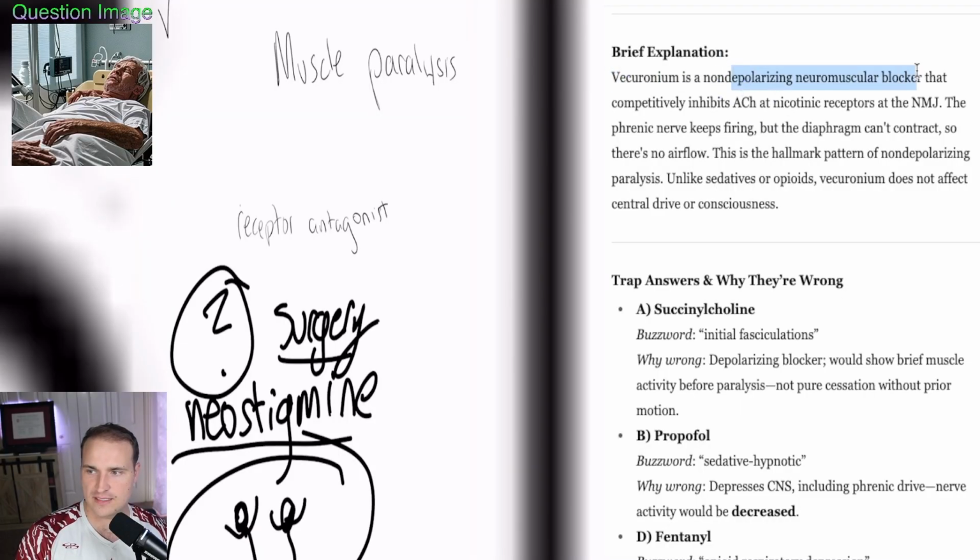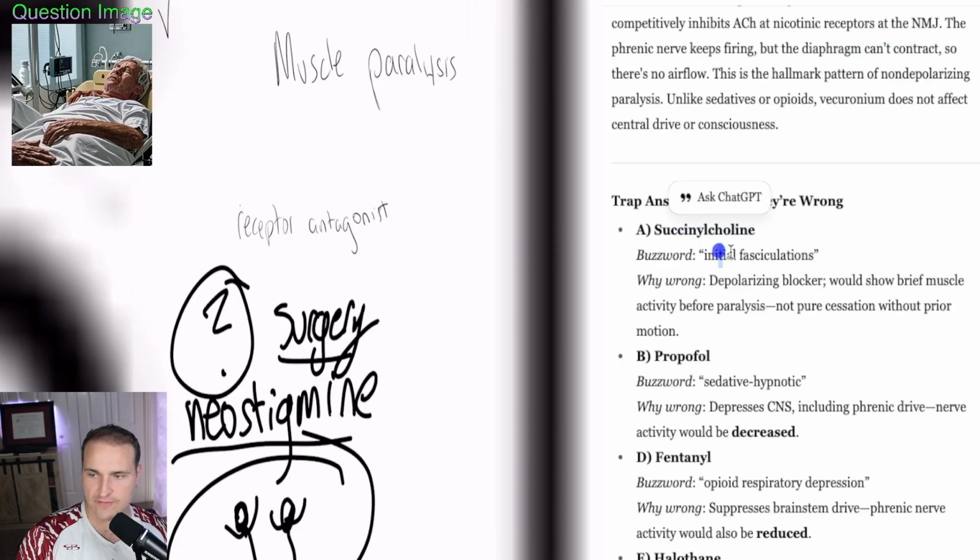We pick our non-depolarizing neuromuscular blocker, and it competitively inhibits acetylcholine at the nicotinic receptors in the neuromuscular junction. So the phrenic is going, but the diaphragm can't contract. Succinylcholine would have initial fasciculations. It's a depolarizing blocker, so you'd have brief muscle activity before paralysis, not just cessation prior to motion. Propofol, that depresses the CNS. Nerve activity would be decreased with that one.